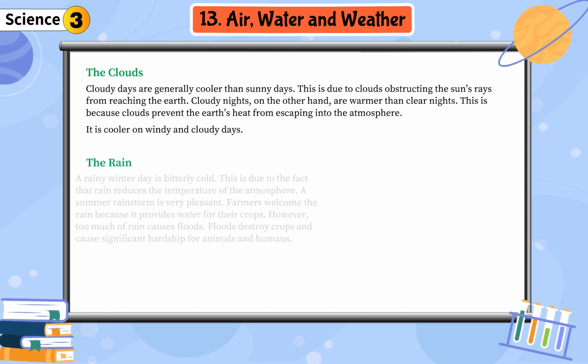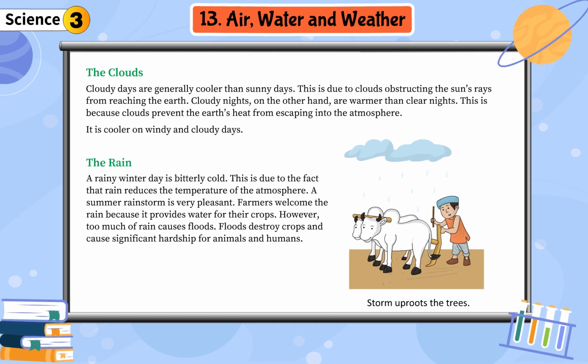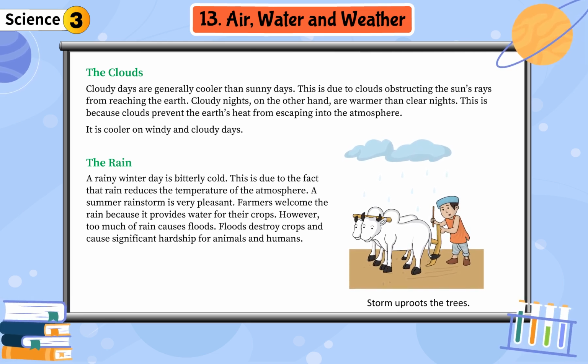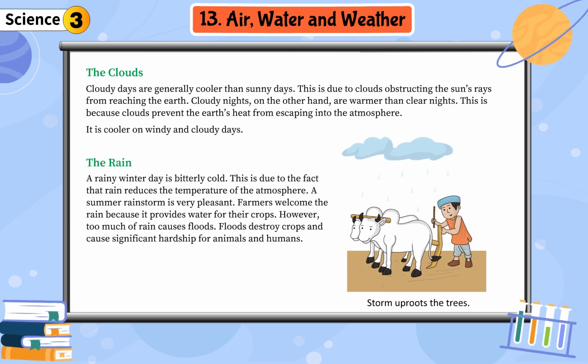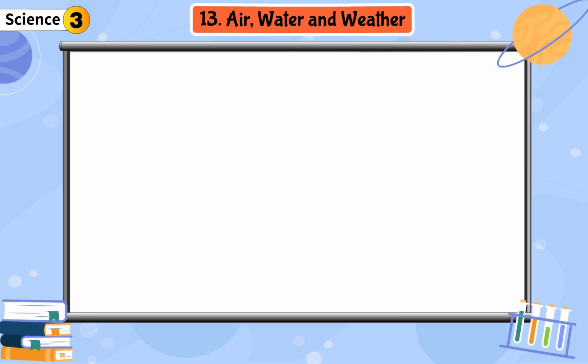The rain. A rainy winter day is bitterly cold. This is due to the fact that rain reduces the temperature of the atmosphere. A summer rainstorm is very pleasant. Farmers welcome the rain because it provides water for their crops. However, too much rain causes floods. Floods destroy crops and cause significant hardship for animals and humans.